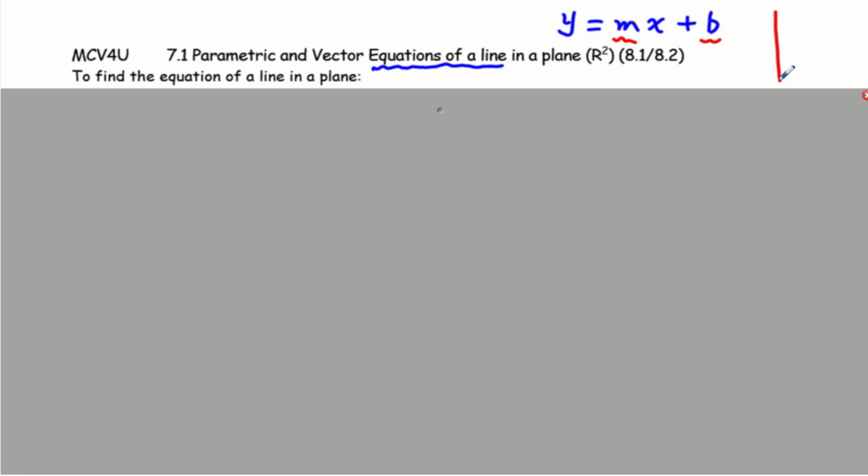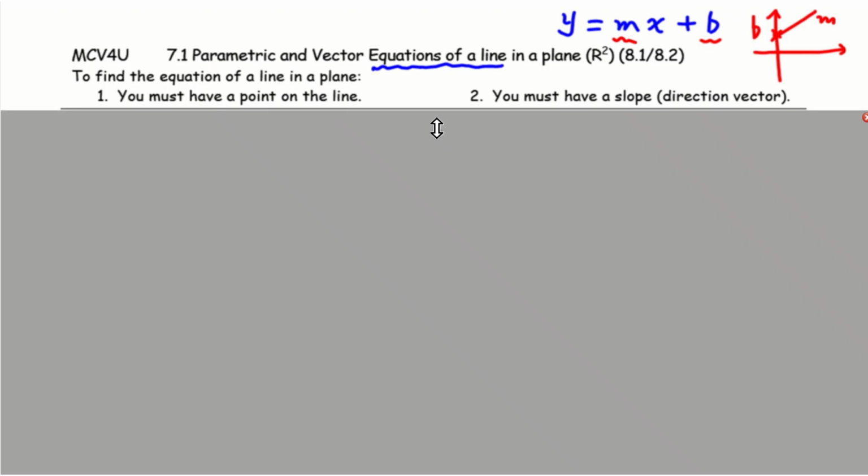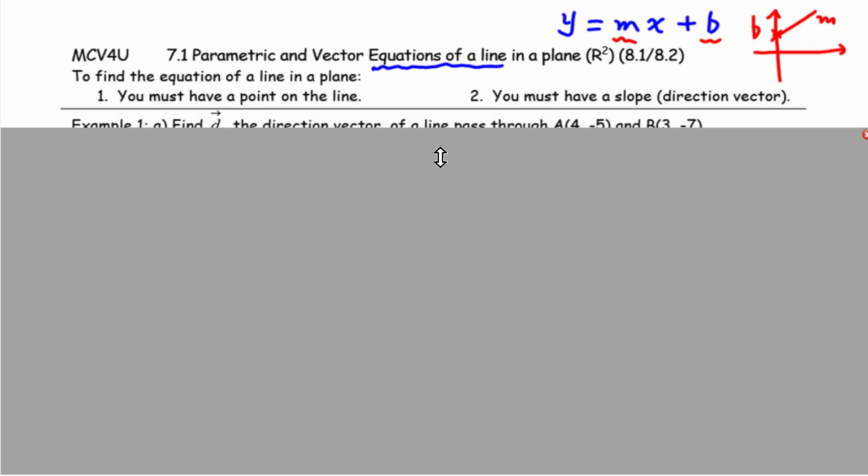So we have a point, the y-intercept. Then if we have the slope, we are able to just sub in the slope and the y-intercept. We can have the equation of the line. So similar to this one, we must have a point on the line. Then we must have a slope, the direction vector. Then if we have both, we are able to find the equation of the line.